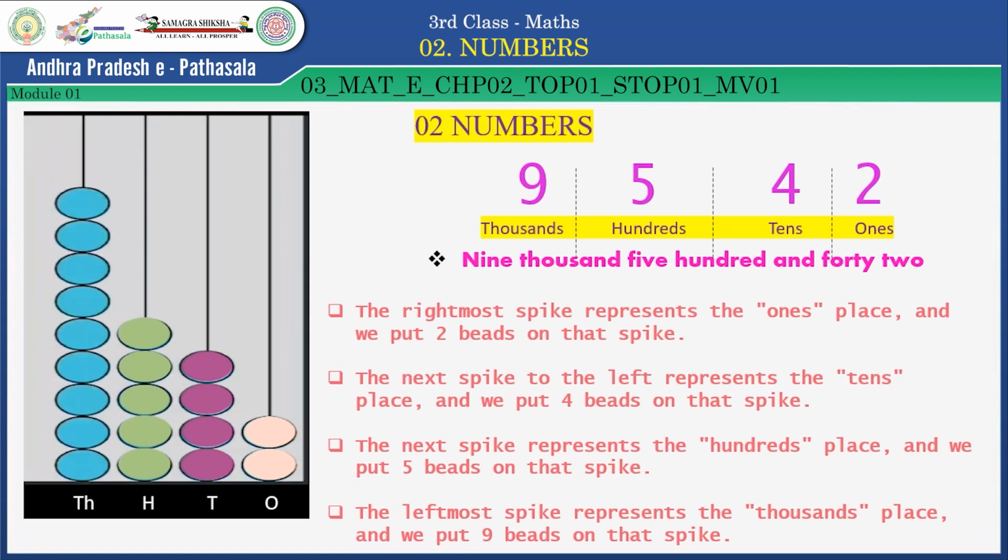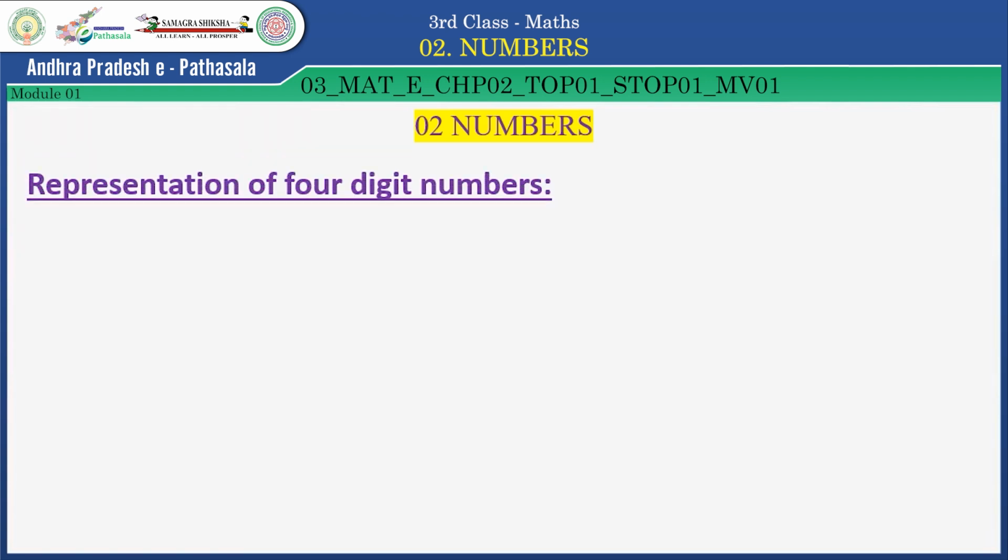Now, if we count all the beads on the spikes together, we get the number 9542. Isn't it fun? The spike abacus makes counting and learning numbers exciting and easy. Let's explore more examples. Look at the picture, students.